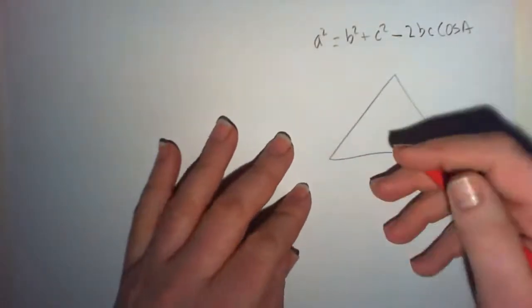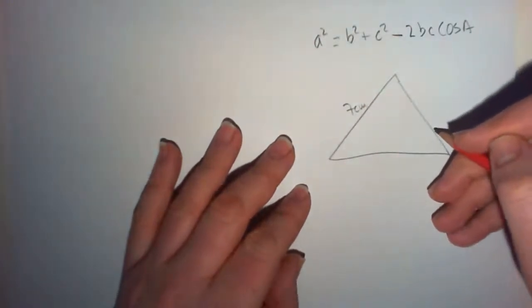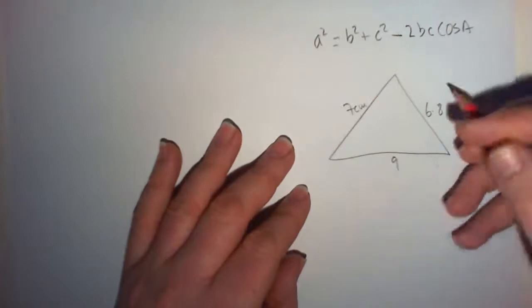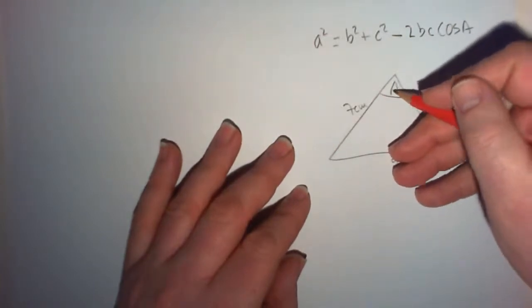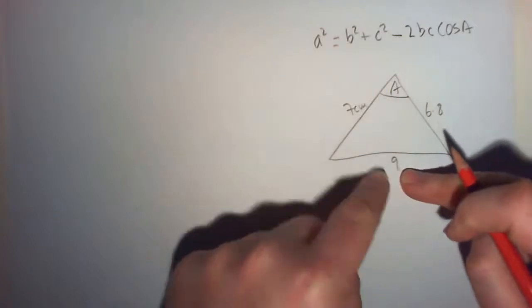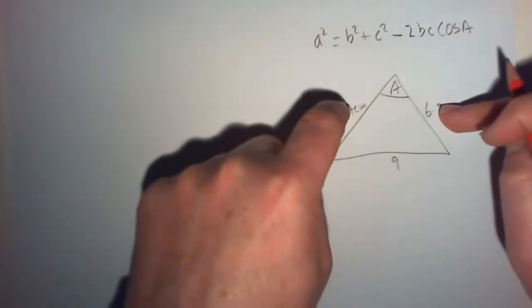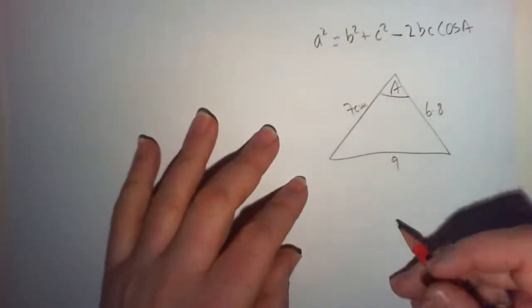So here's one for you to try. 7 centimeters. Let's say this is 6.8. Let's say this is 9. And we want to find A. So what do we do? Well, A is opposite 9. So they represent these two parts of the equation. They represent the B and C. Let's put them all into the formula and see what we can do.